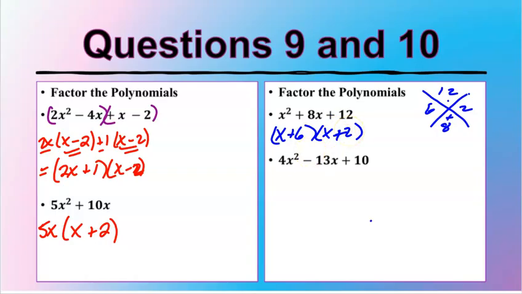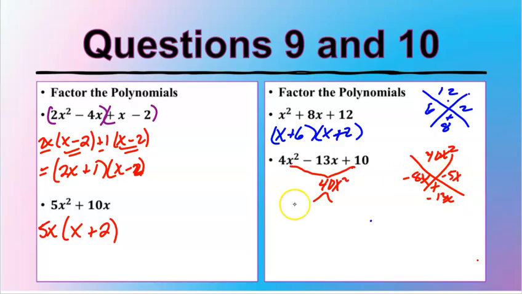This next one, I have a leading coefficient bigger than 1. There's no common factors, so I'm going to use the AC method. So 4x squared times 10 is 40x squared. Now I have to think, what do I multiply to get 40x squared but add together to give us negative 13x? That's going to give us a negative 8x and a negative 5x. So I have a negative 8x here, negative 5x here. We bring down the sides to form our other binomials.